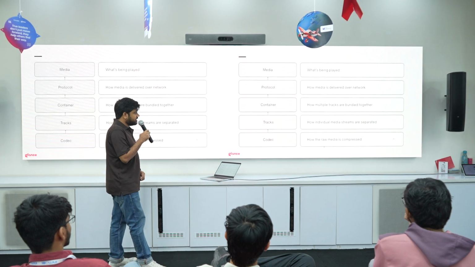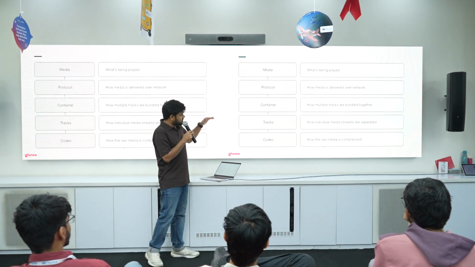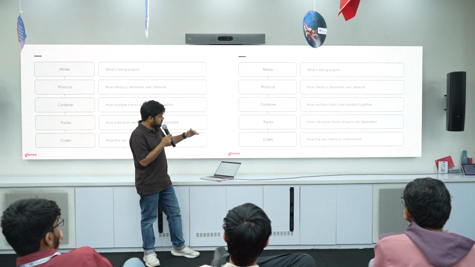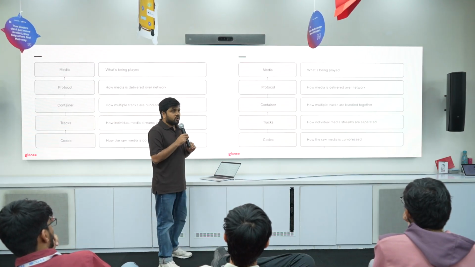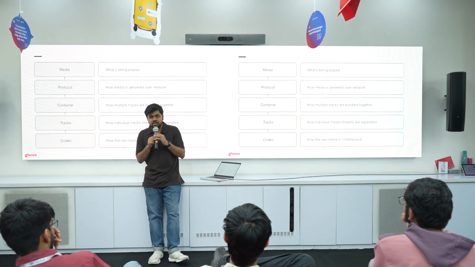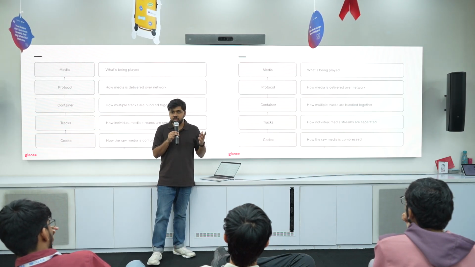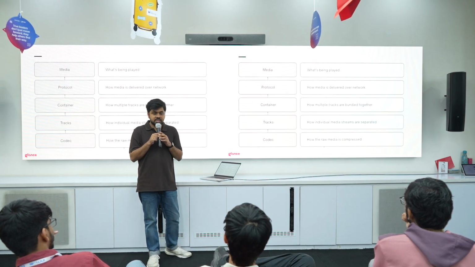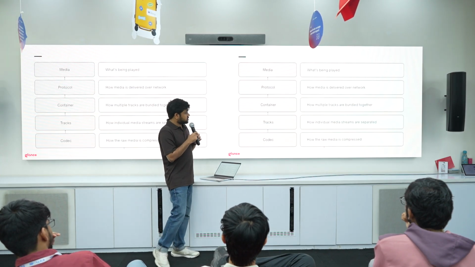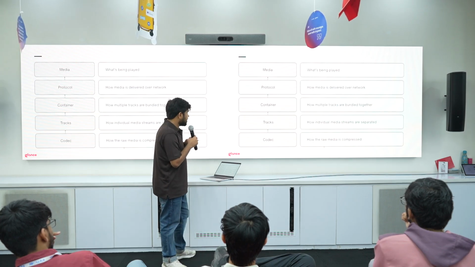So first one is media. There are a lot of layers in media. We'll go bottom up. So the first layer is codec. In the end, whatever we see or listen to is just a stream of 0s and 1s. But in order to make sense of it, it needs to be compressed in some way to standardize it. So that's the role of the codec.